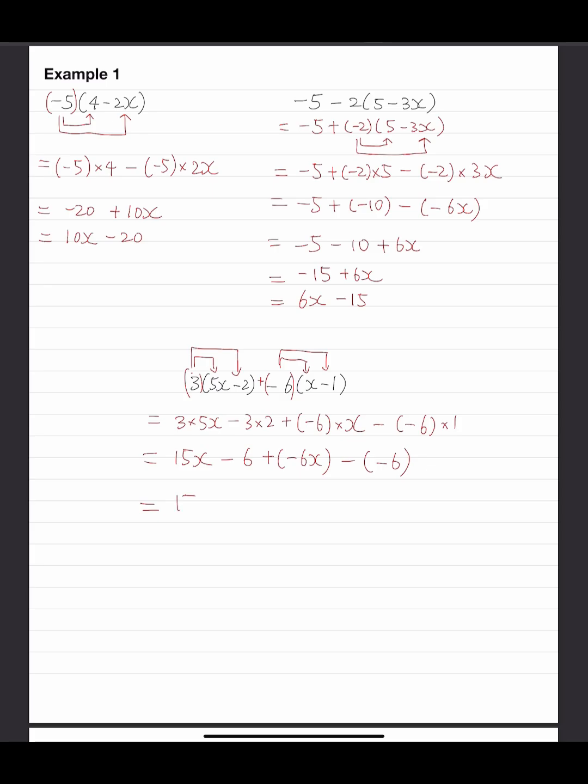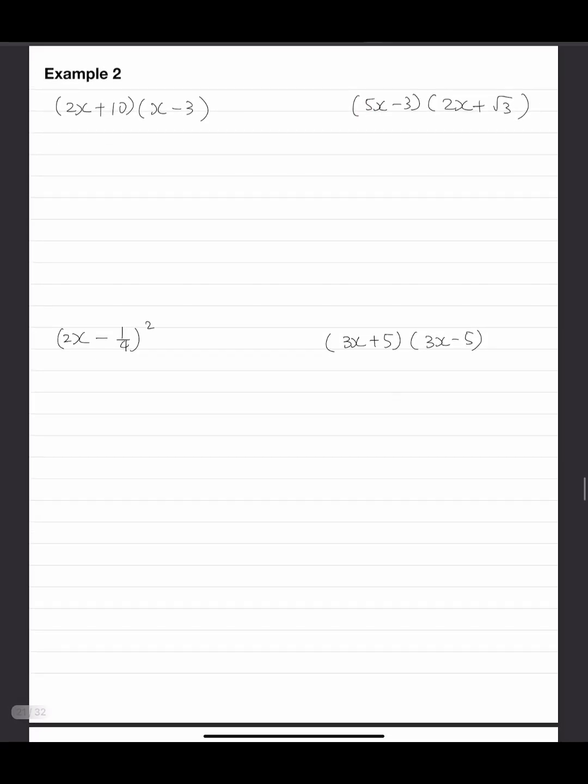Then we have 15x minus 6 plus a negative 6x is just minus 6x. And then minus a negative 6 is just plus 6. Okay, now we have a minus 6 and plus 6. They can get cancelled. We have then 15x minus 6x, and you got 9x left. Now let's look at the second example. Second example contains 4 questions where you need to expand a binomial product expression.